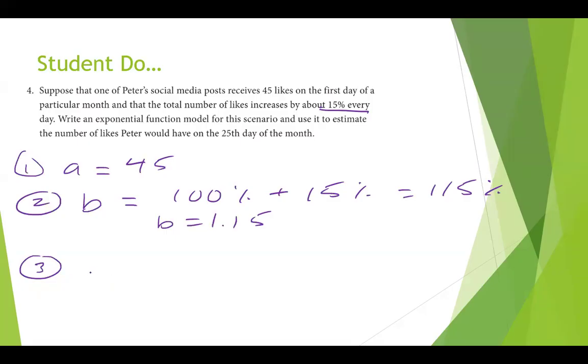So now step 3 is to write the equation. So his equation is y equals 45 times 1.15 to the x. And there's a step 4 because it wants to know on the 25th day of the month what's happening, right?